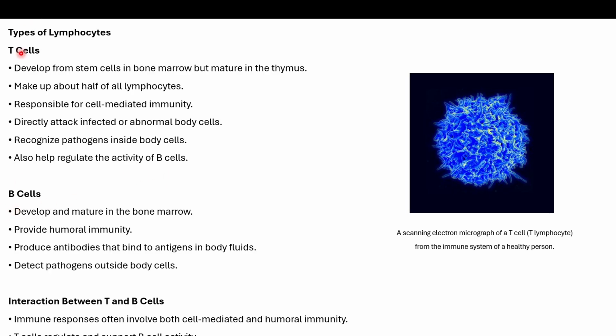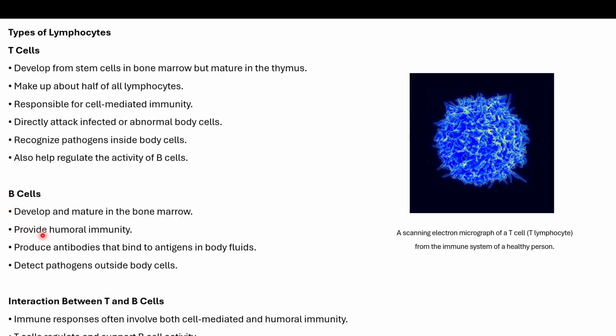T cells also develop in the bone marrow. However, T cells mature in the thymus gland, whereas B cells mature in the bone marrow. Both development and maturation of B cells take place in the bone marrow.